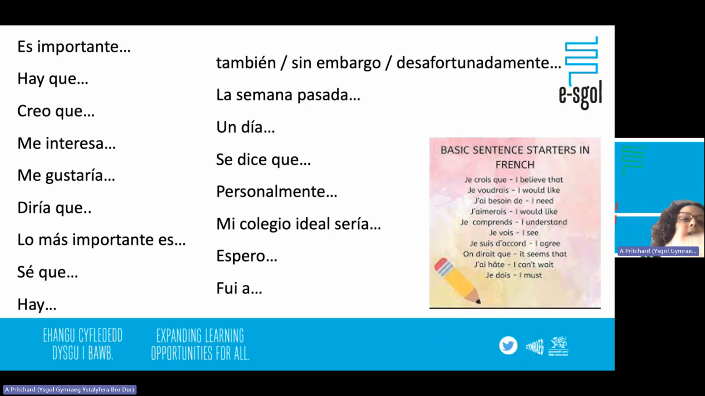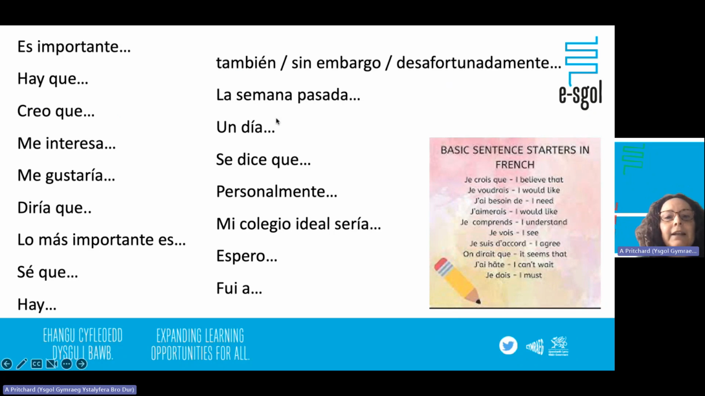Now, any of these sentences there could be turned into a negative as well. So, no es importante, no hay que, no creo que, no me interesa, no me gustaría, etc. Okay, so you can use those then in the negative form. You have to be careful sometimes with subjunctive, but I don't think that's too much of a worry at the GCSE level.